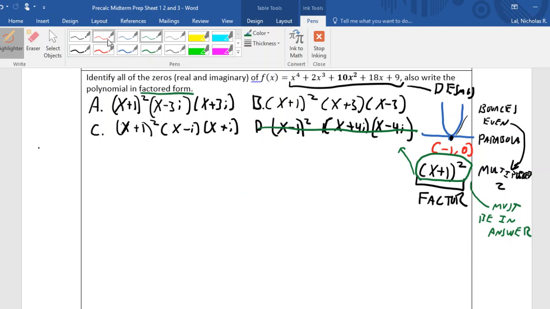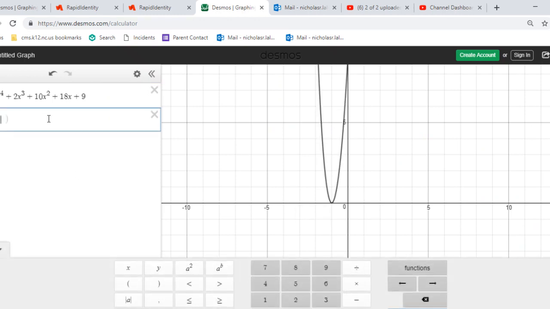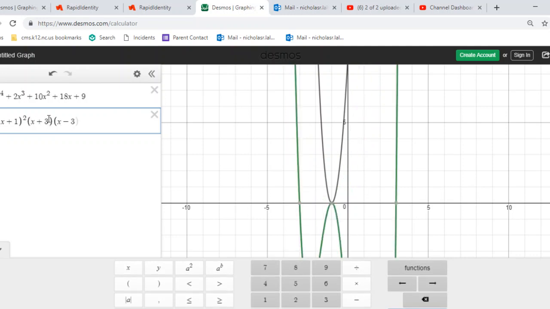Now, the trick with multiple choice questions is you can just plug in these factored forms and see if they match up with the polynomial. So we can plug in B right away. B doesn't have imaginary numbers. Let's try plugging in x plus 1 squared, x plus 3, x minus 3. So we can go to Desmos and plug in x plus 1 squared, x plus 3, x minus 3.